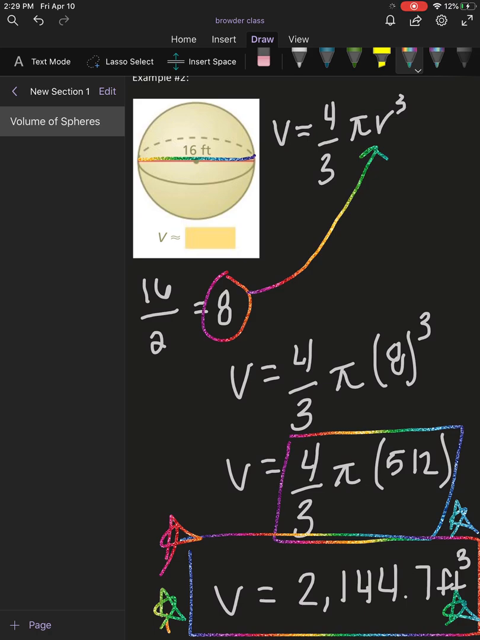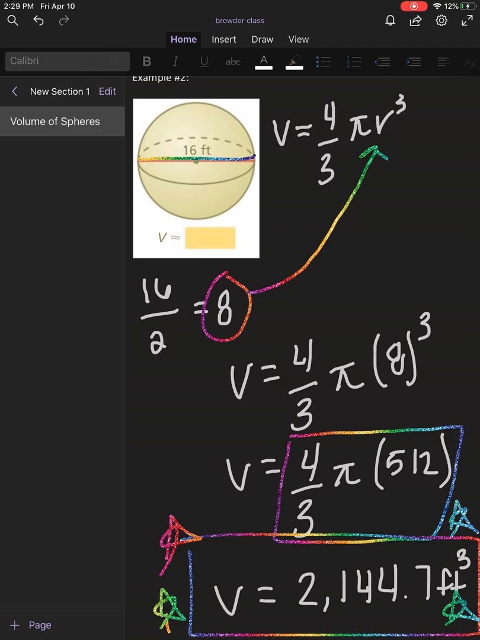Wonderful. Okay, you guys, you do have a small assignment to do after this. It's 6 questions on Big Ideas. And make sure that you're using the pi key, so that way you're getting good numbers to put into your Big Ideas assignment.